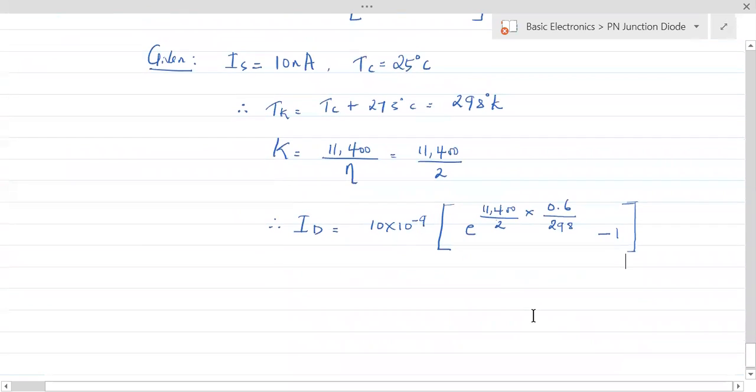So if you calculate this, you will have your diode current equal to 1.18 milliamps. Is that okay with you? Have you calculated this?